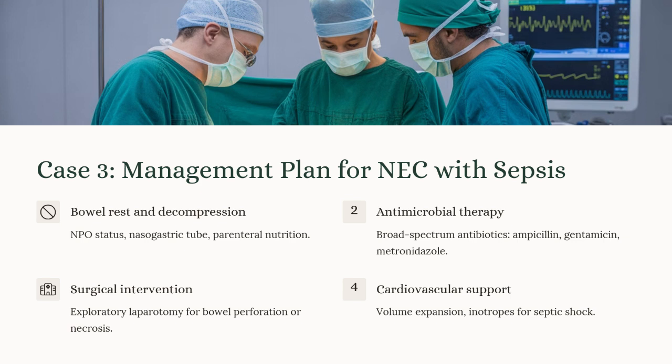Time to go full code mode. One: bowel rest. NPO immediately. Insert an NG tube and start parenteral nutrition. Two: antibiotics. Triple coverage: ampicillin, gentamicin, metronidazole. Don't go soft. Three: surgical readiness. If perforation or clinical deterioration hits, call the OR. Four: cardiovascular support. Fluids, inotropes, stabilize pressure, perfusion, and oxygen delivery. The mission: halt progression, avoid perforation, prevent shock. Pro tip: NEC needs team huddles every few hours, because change is constant.